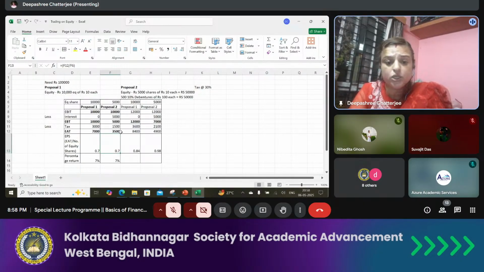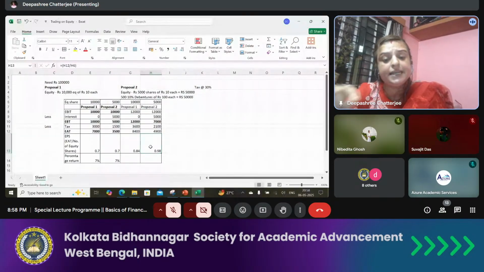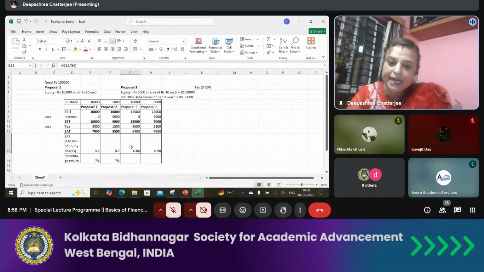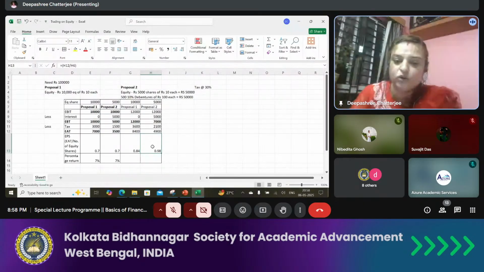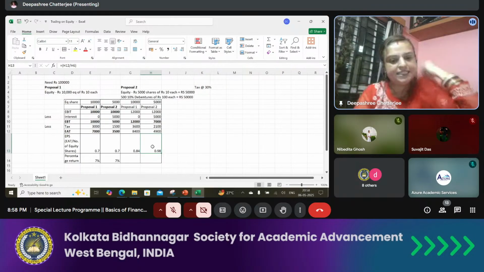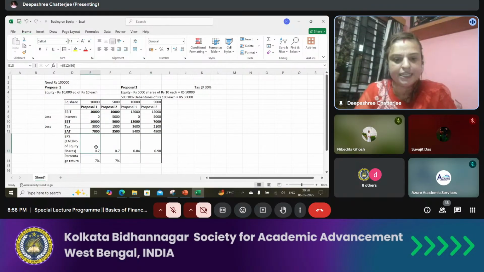But in proposal 2, while the earning per share was 0.7, the earning per share has increased to 0.98. See, in proposal 1, it has increased to 0.84. In proposal 2, it has increased to 0.98, which is definitely more than 0.84. So, our profit has increased by 20%. Now, let us find this increase, percentage return, right?